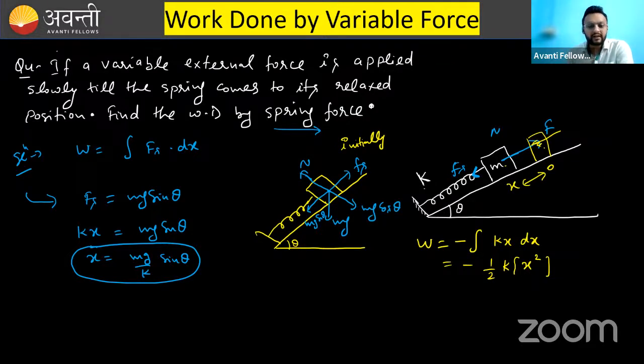And what is the value of x? Displacement is x now. And what is the value of x? We have calculated that. Put the value of x: W is equal to minus half k, and x is what? If I square it, it will become mg sin theta square divided by k square.